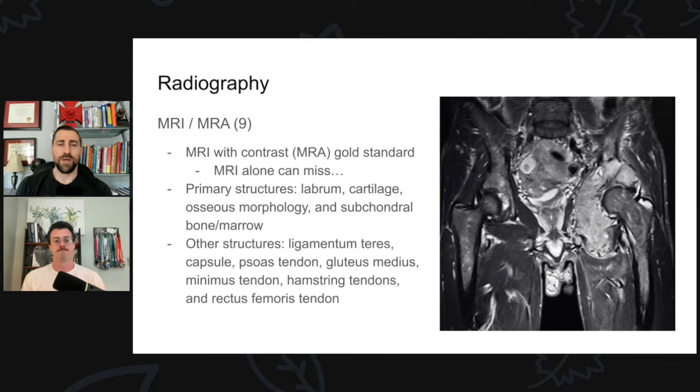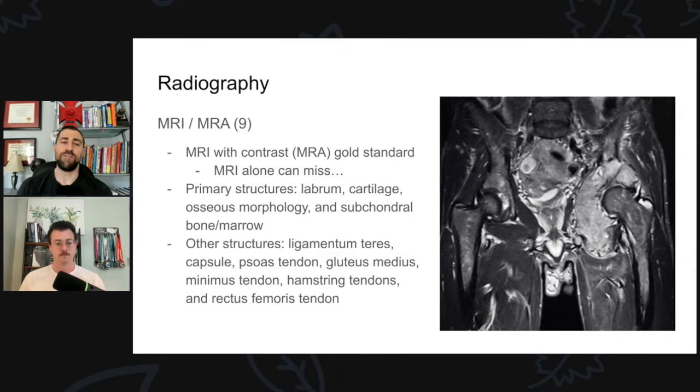So the structures that can be picked up with an MRI or MRA are going to be the labrum, cartilage, osseous morphology, so bony issues, subchondral bone marrow issues. So essentially, if someone's dealing with some hip arthritis and they're seeing some areas light up, they can find that with an MRI. Other structures that can be seen via MRI, MRA are the ligamentum teres, the capsule, the psoas tendon, the glute medius, the glute minimus, hamstring tendons, and rectus femoris tendon.